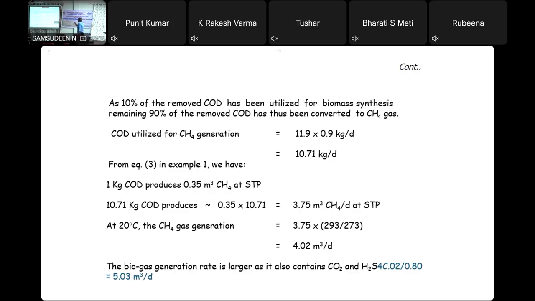The biogas generation rate is larger, as it also contains CO2 and hydrogen sulfide. That rate is going to be 5.03 cubic meter per day. Okay, it's biogas. We're not talking about methane, right? It's everything, so it's going to increase. We're calculating the additional gas in there. Okay, the next slide.